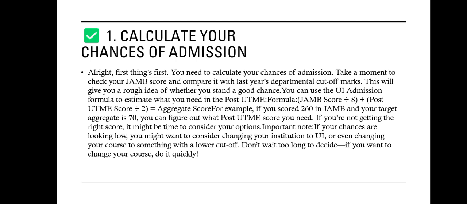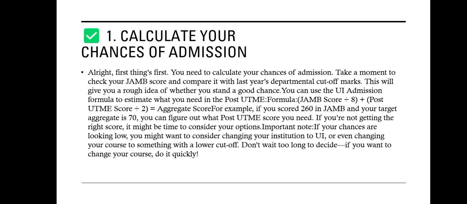The first thing you are going to do after you have seen your JAMB score is to calculate your chances of gaining admission into UI. This is a very straightforward thing, and it's very transparent. Calculating your chances of admission will give you a rough idea of whether you stand a good chance to study the particular course you have chosen in UI or not.